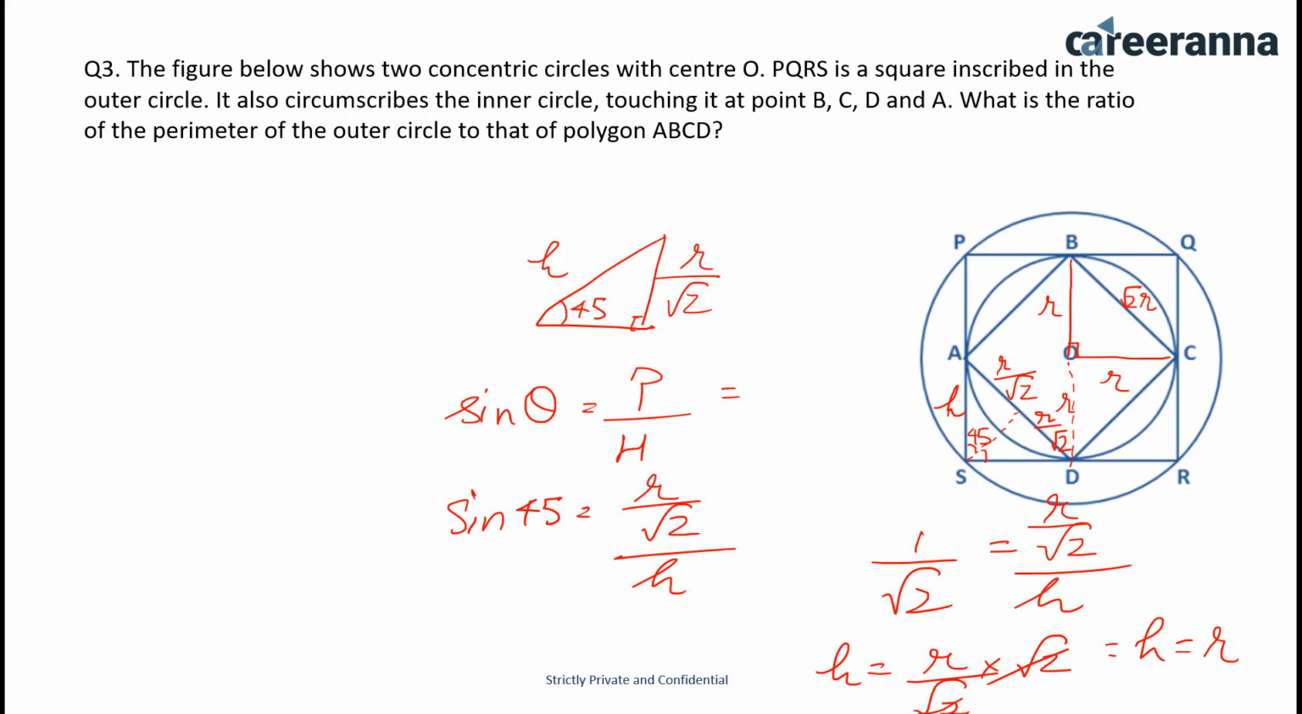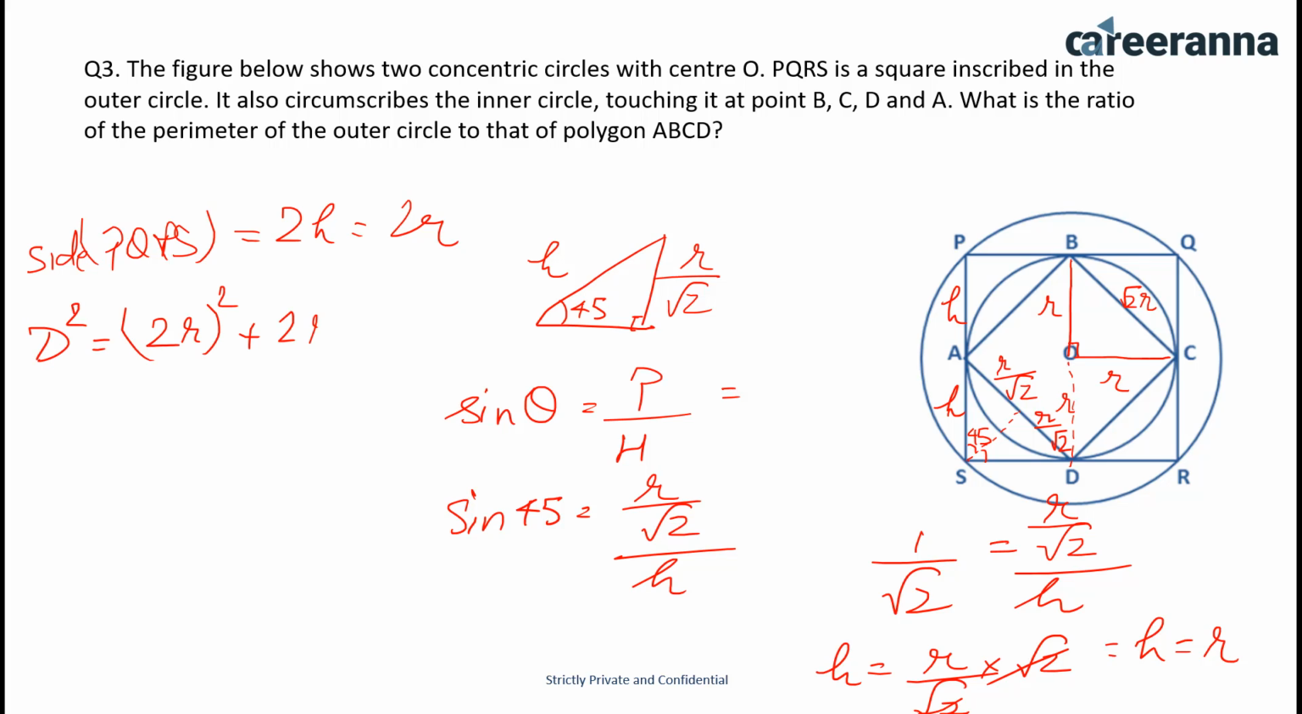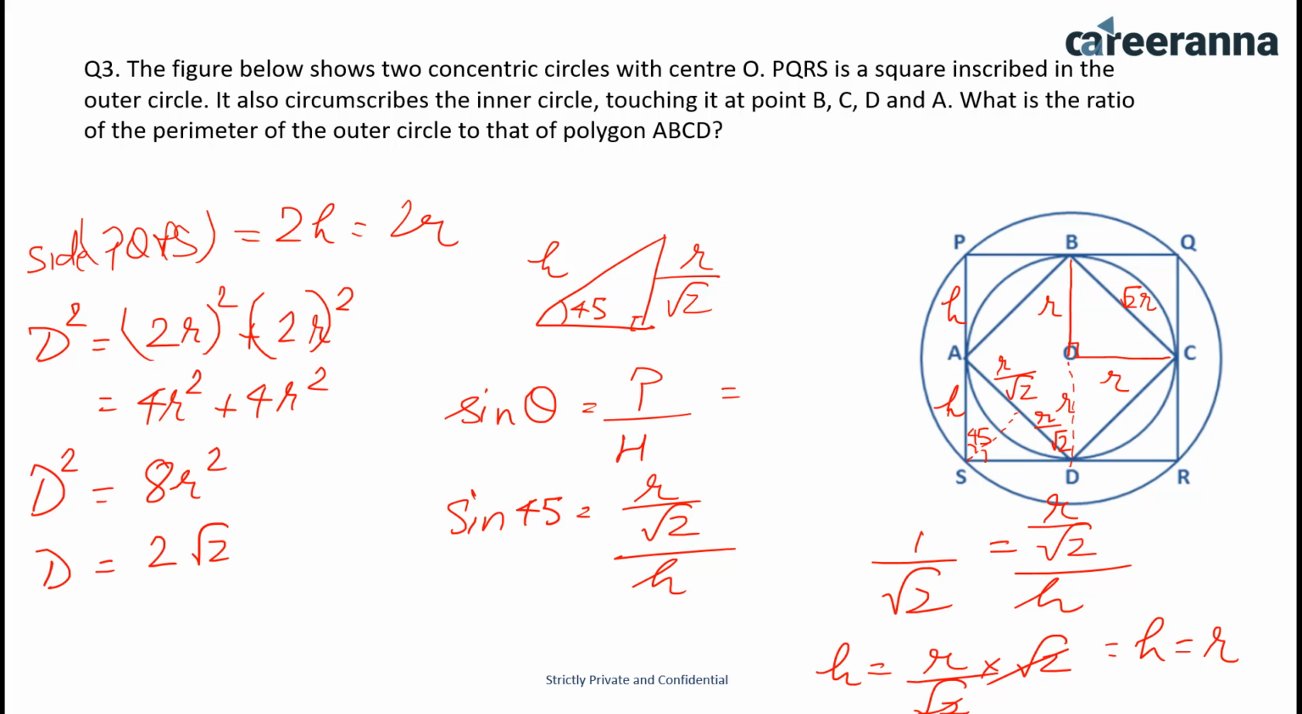Now this whole side will become h and h. So complete side of PQRS will become 2h, which is equal to 2r. Now I need to find the diameter of the larger circle. Then again I need to find the diagonal. So diagonal d square is nothing but 2r square plus 2r square, which will become 4r square plus 4r square. D square will become 8r square. D becomes 2 root 2 of r. Now if I need to find the radius, then it will become root 2 of r. My radius is root 2 of r.